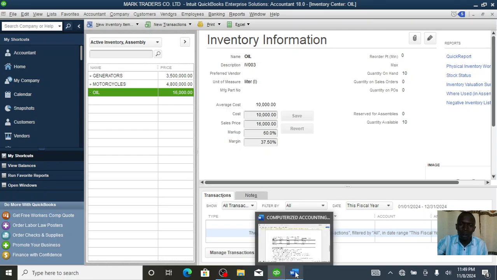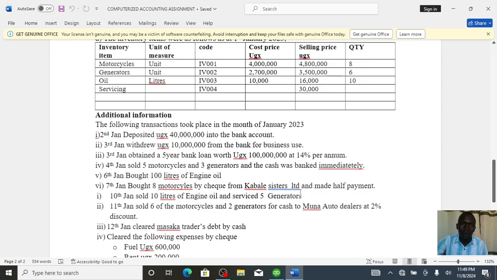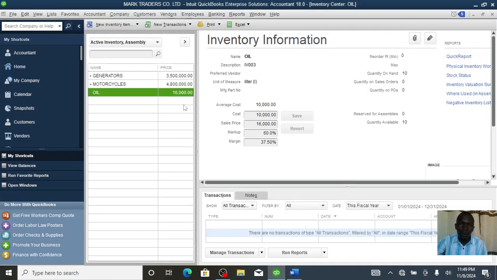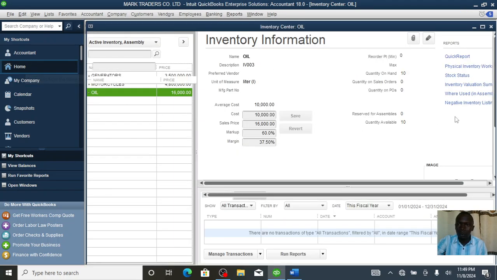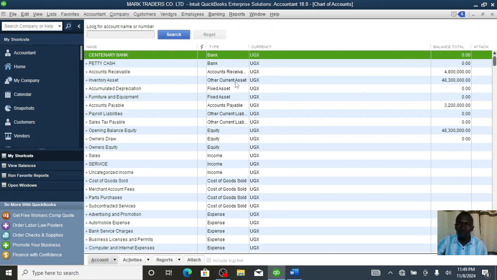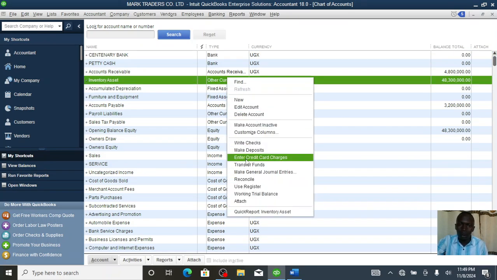So we go back to the question. We are given additional information. On 2nd January, deposited 40 million into the bank account. Then on 3rd, we withdrew 10 million from the bank for business use. So we go back to our QuickBooks. Go to home, go to chart of accounts. We right click, go to make journal entries.